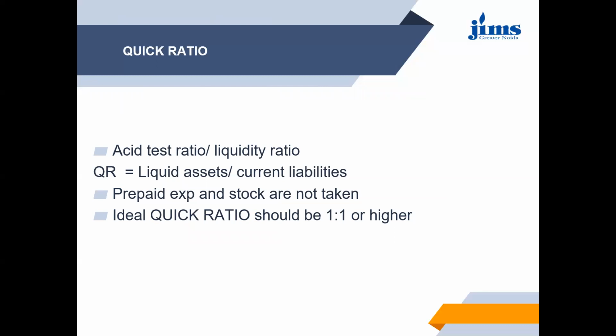So quick ratio is also known as the acid test ratio or the liquidity ratio. So the formula is liquid assets upon current liabilities. So the ideal quick ratio should be 1:1 or higher. That means the company's liquid assets should be equal to the current liabilities.